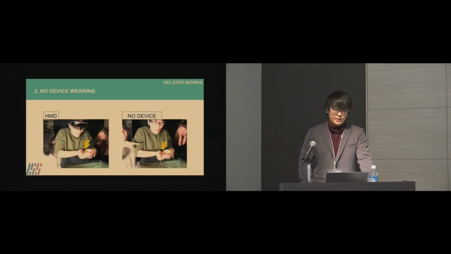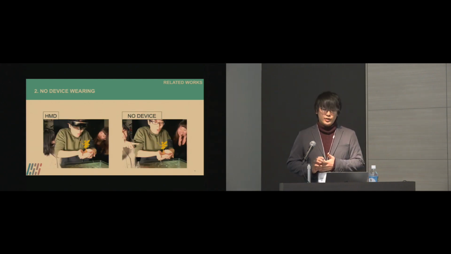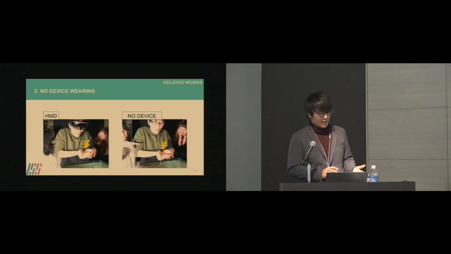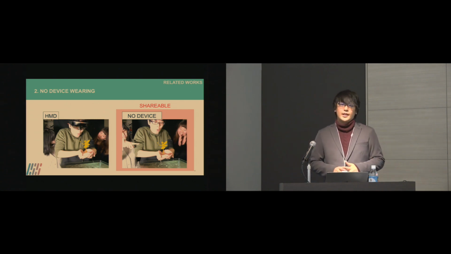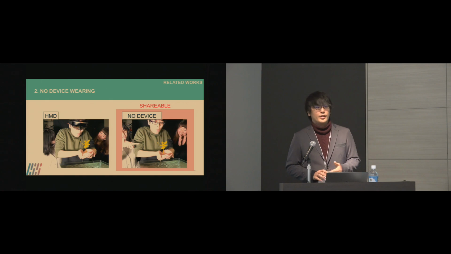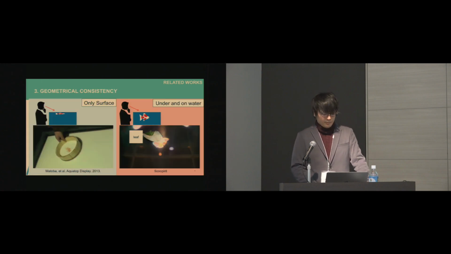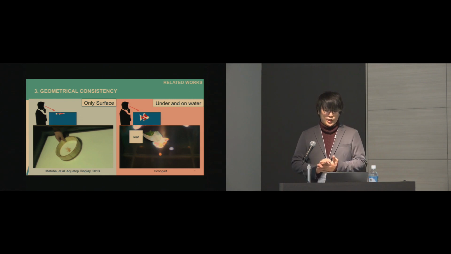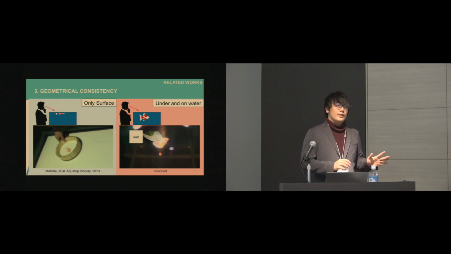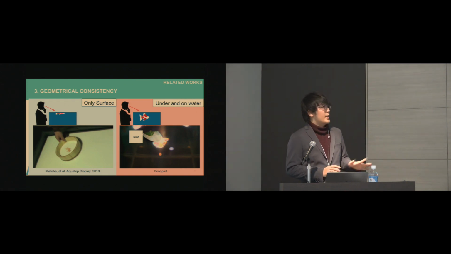The second requirement is that multiple users can share the experience without needing to wear a device, because public space is a place where many people gather, from children to elderly people. The third requirement is that the system always maintains a 3D positional relationship between the real space and the virtual image.